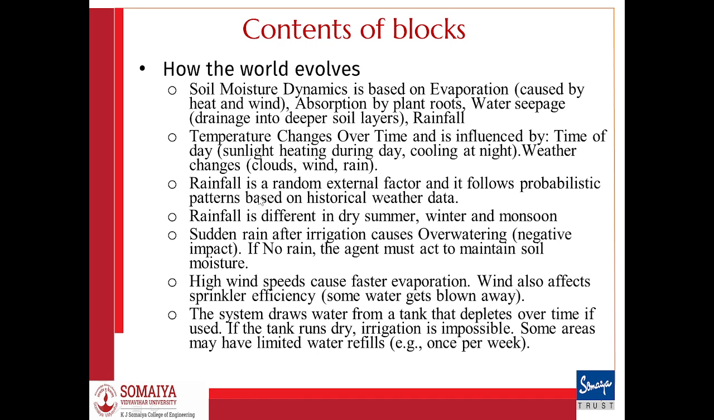The rainfall is a random external factor. Then the rainfall amount is different during summer, winter, and monsoon, etc. The high speed winds might cause evaporation, also they might take some water, blown away, and so on. Also, the water tank levels are important whenever we want to run the sprinkler system, and in case there is no water, then the irrigation is impossible.